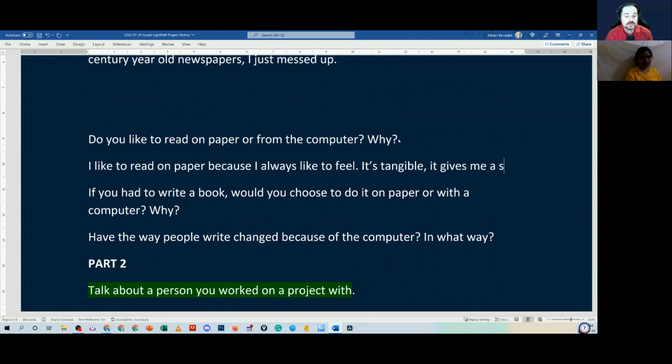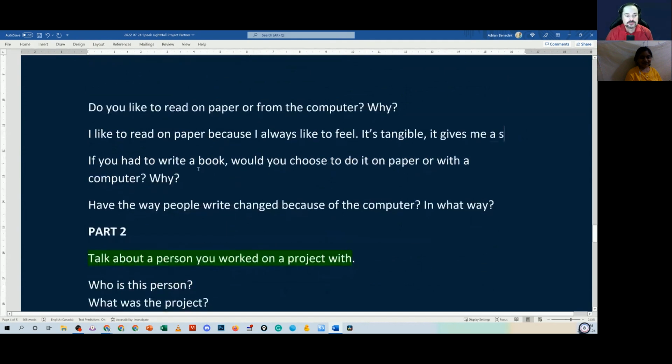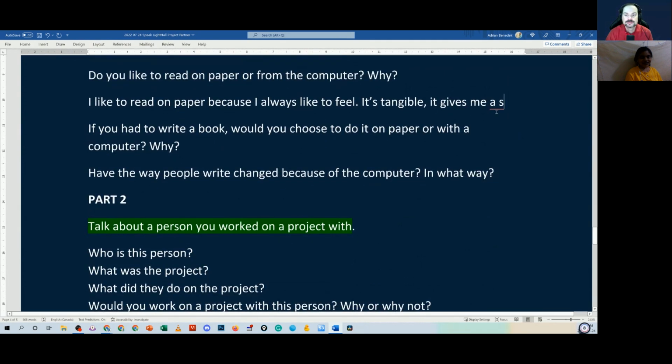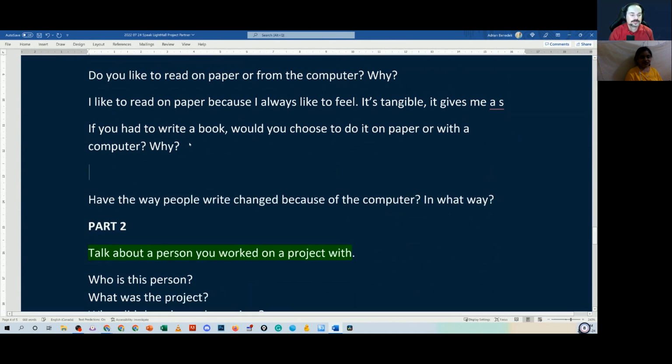If you had to write a book, would you choose to do it on paper or with a computer? I would definitely choose paper, because, like I said, it's tangible, and I think most of the users also prefer to see a tangible book than an ebook.